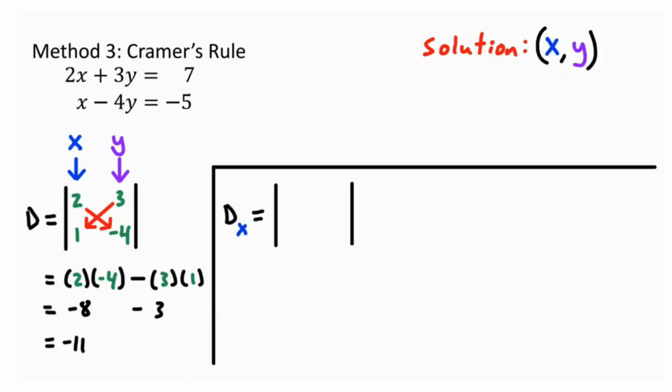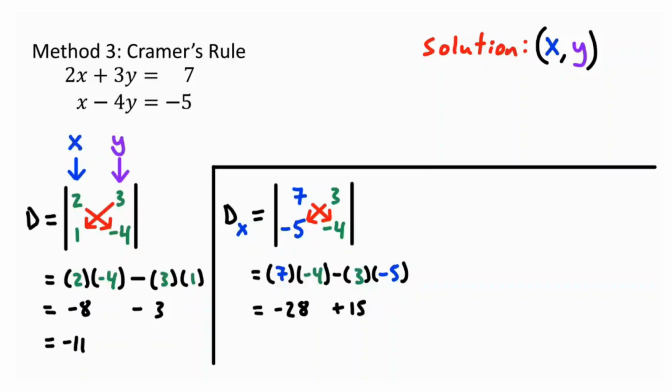Next, we need to solve for D of x, which is the determinant for solving for x. We keep the y column by itself, the 3 and -4, but instead of having the 2 and the 1, we replace them with the constants, which are 7 and -5. Then we do the same thing we did to solve for D. We take the 7 and multiply by -4, then subtract 3 times -5. Simplify, and we get -13.